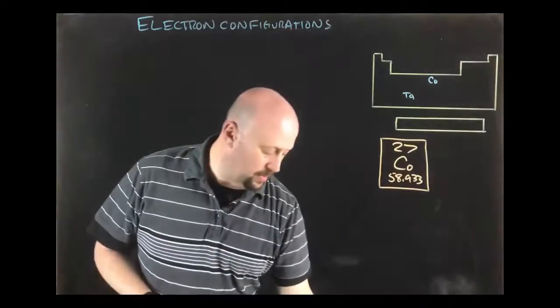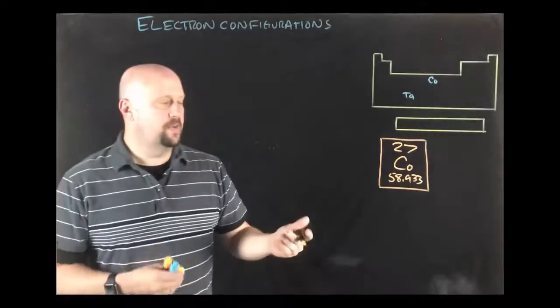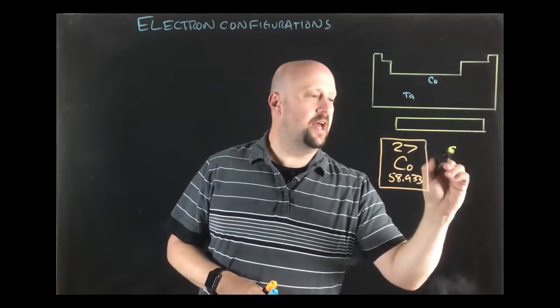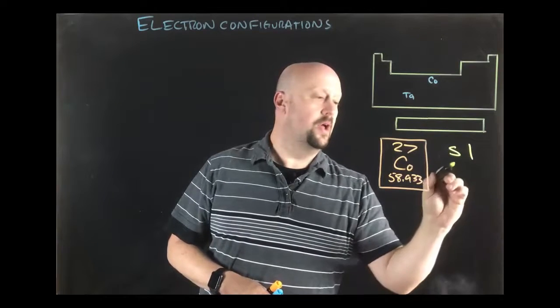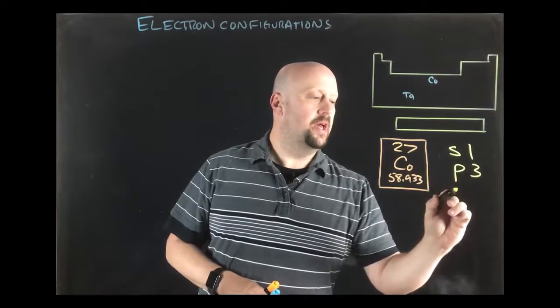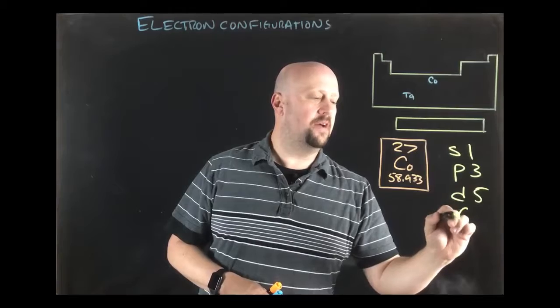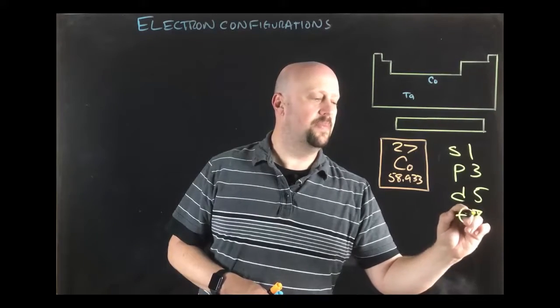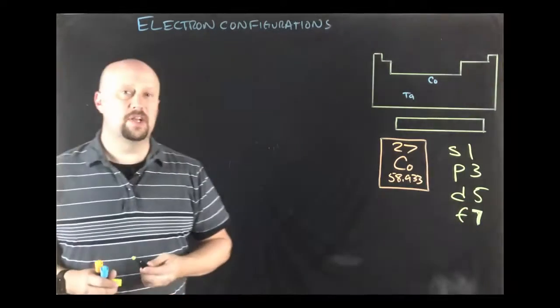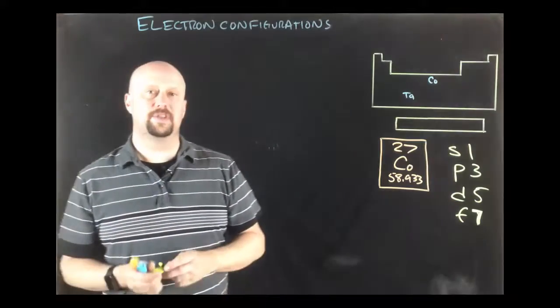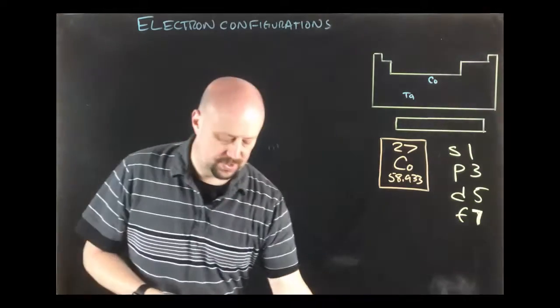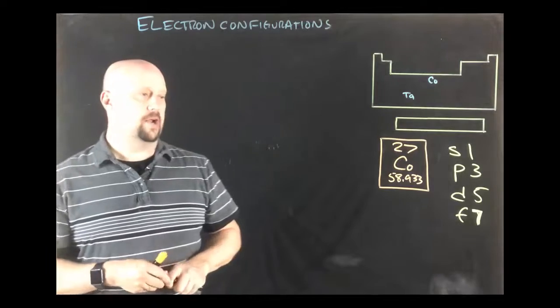Also remember, and I'll write this off to the side here real quick, don't forget that S's get 1 orbital, that P's get 3, that D's get 5, and F's get 7. Okay, and that is going to be important as we draw our orbitals here and fill them in with electrons. So we're going to start at the bottom then.